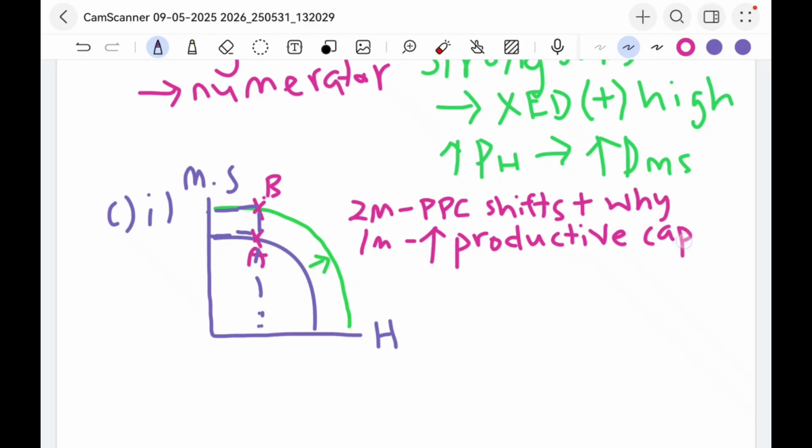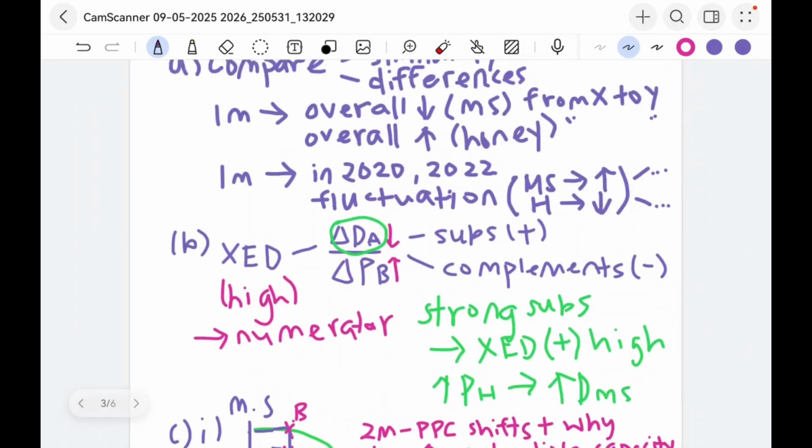Because when you shift the PPC, it doesn't directly link to the productivity aspect. You are just saying that per unit time I can produce more, but this actually translates to increasing productive capacity. So you can mention that clearly in your answer. Okay, so that's for C part 1.